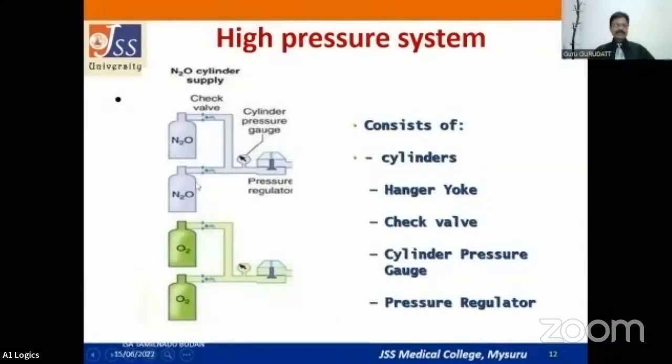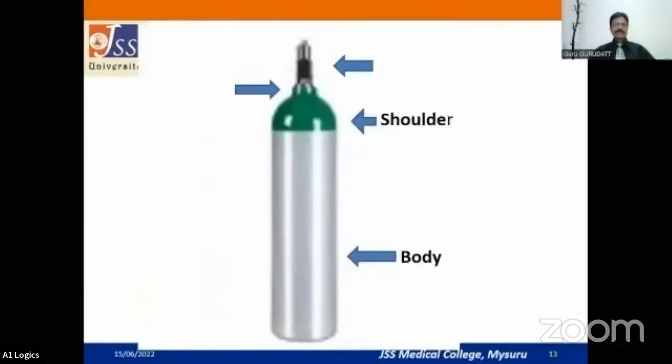It mainly consists of the cylinders, the yoke assembly, the pressure gauges, and the pressure regulators. Let us discuss the cylinders, because a lot of questions will be asked in the exam regarding the cylinders. One thing they'll usually ask about is the various parts of the cylinder. It has a body, a shoulder, and a neck, and a valve is connected separately to the cylinder. So the cylinder valve is a separate entity from the cylinder. You should always know this.